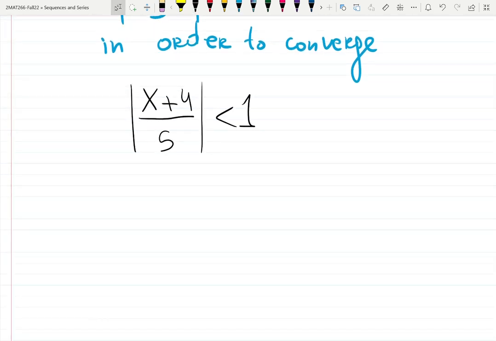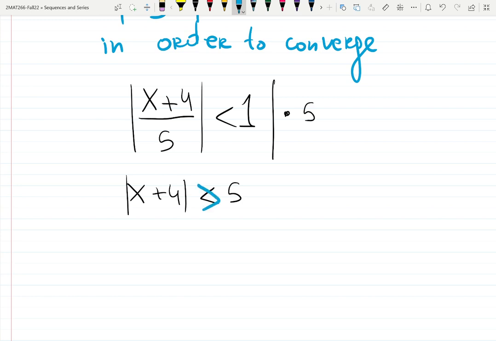How do we solve inequalities? Let's multiply by 5. Since 5 is a positive number, we don't change the inequality sign. Remember, if you multiply by -5, you'll have to change the order. So those little things. But not in this case, it's absolute value, so it's fine.